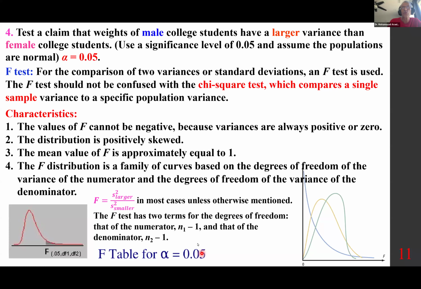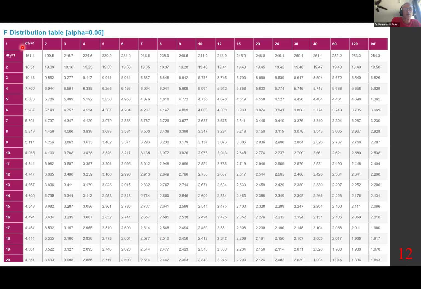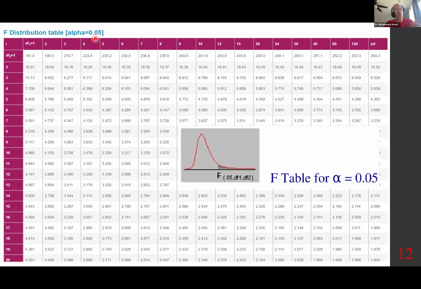For F, first we have to know the alpha because there are different F distribution tables for different alphas. So this is F of 0.05, that means the choice of alpha is 0.05, and then you put degrees of freedom 1, degrees of freedom 2, that means for the numerator and the denominator. So here's the table. At top, you see degrees of freedom for the numerator, the top row, and the left column, df2, the degrees of freedom for the denominator, and this one specifically is for alpha of 0.05. It's important to know there are different tables.